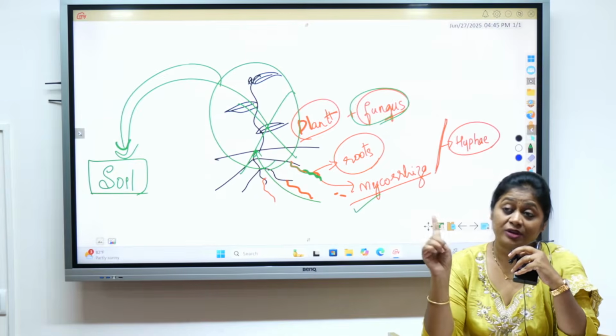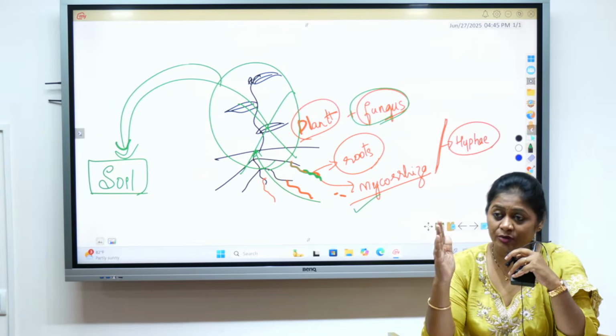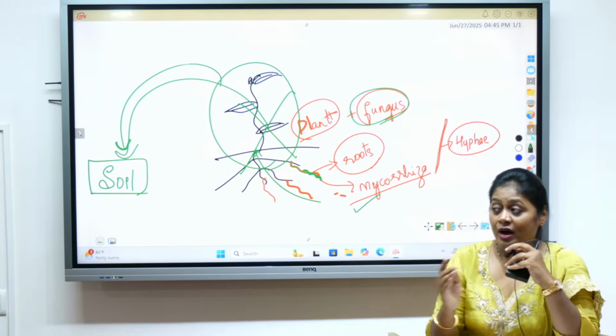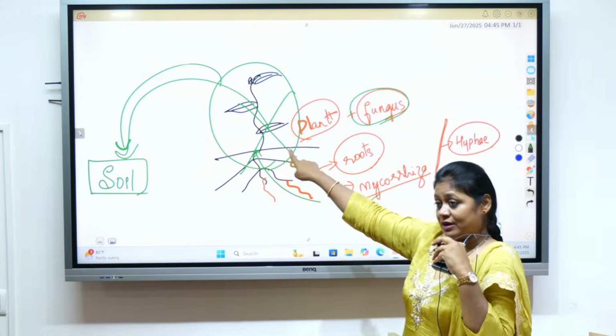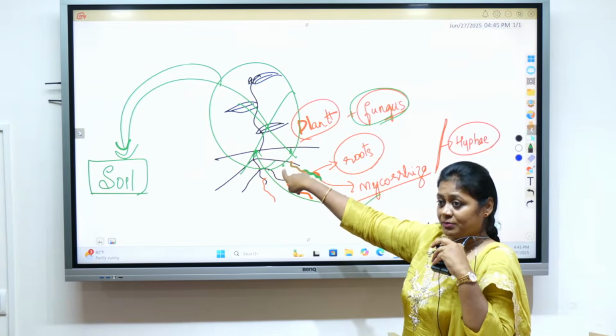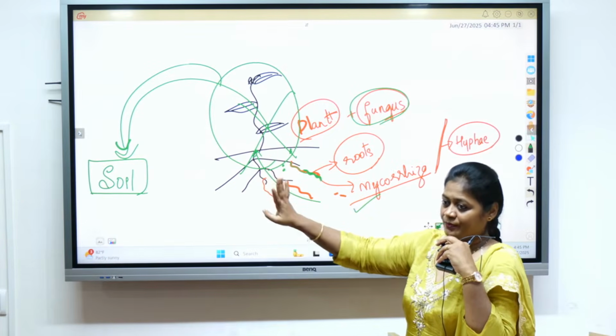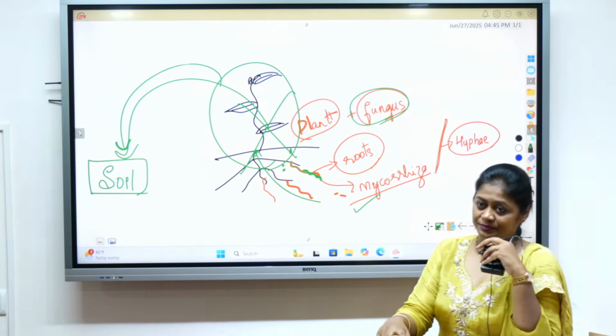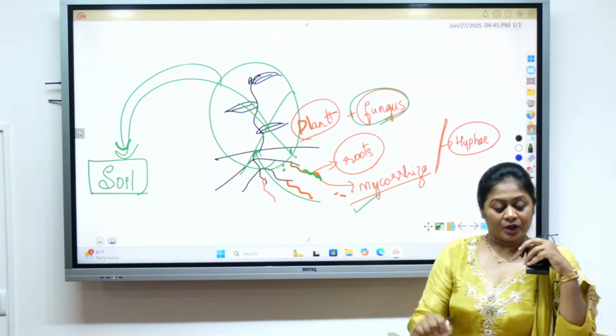So that is one symbiotic association that we can observe between plant and fungus. After death and decay of the plant, the phosphorus present in the plant gets decomposed into the soil. Again, it gets back to the soil. This is a sedimentary cycle, a nutrient cycle.